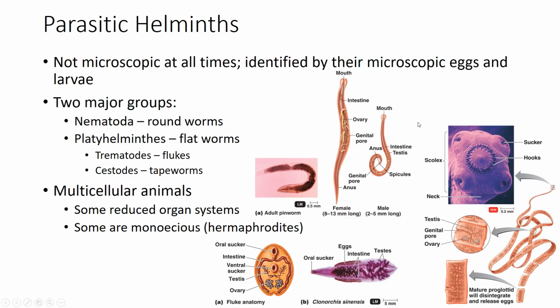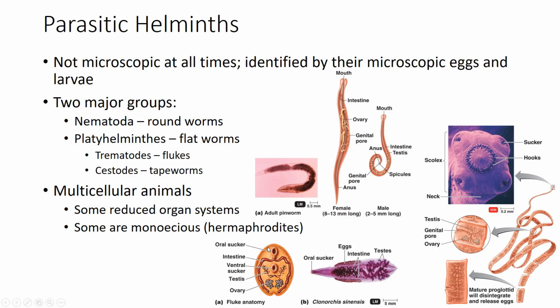What's really neat about these platyhelminths is they can be hermaphrodites or monoecious, depending on which term you want to use. This means that within the one organism, it has both male and female reproductive organs. So it can essentially reproduce with any other within its species. It's an advantage for it. Doesn't have to look for a mate.